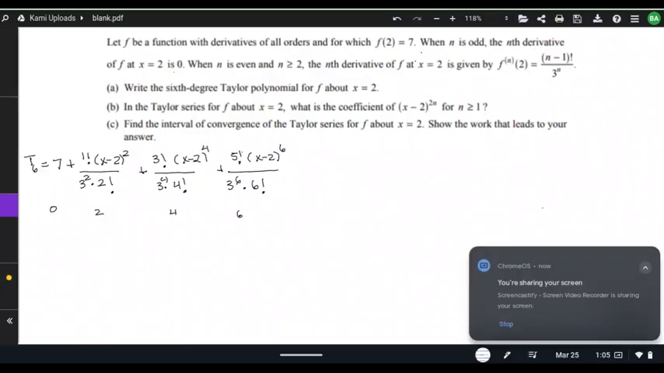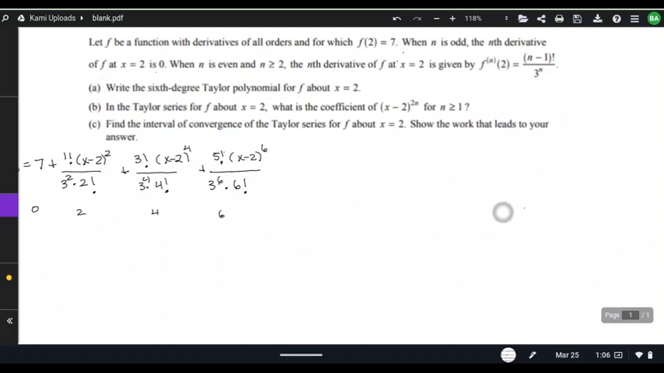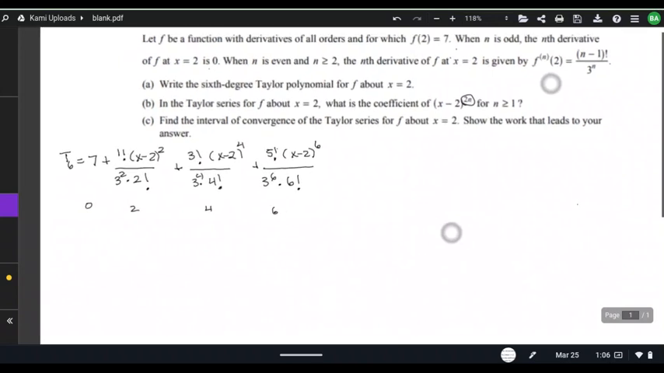Part B is asking, in the Taylor series for f about x equals 2, what is the coefficient of (x minus 2) to the 2nth power, for n being greater than or equal to 1? So something really important to look at here is that this is asking for the coefficient for when x minus 2 is to the 2nth power, not just to the n.